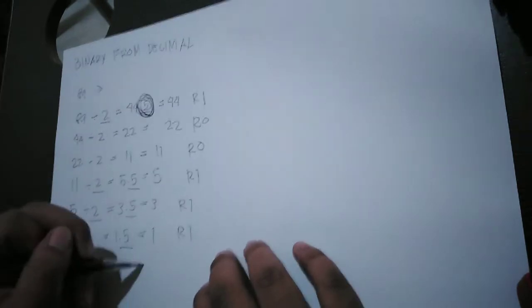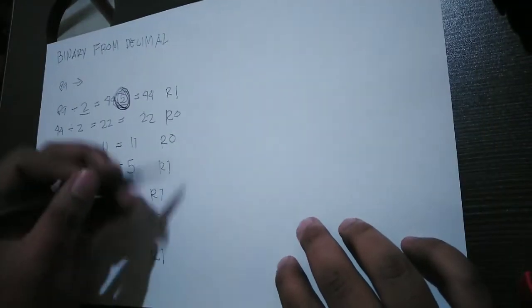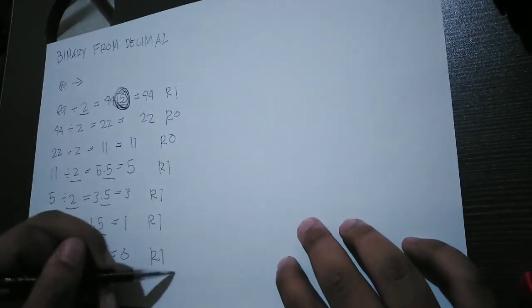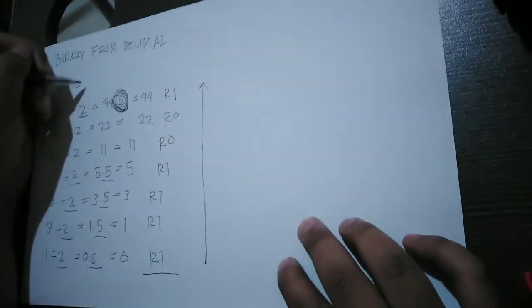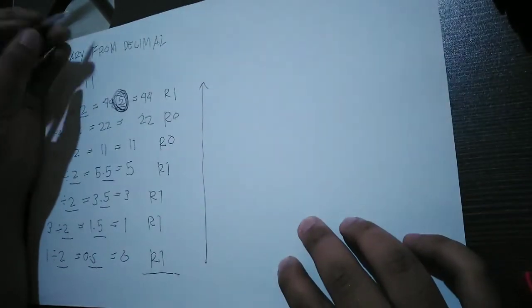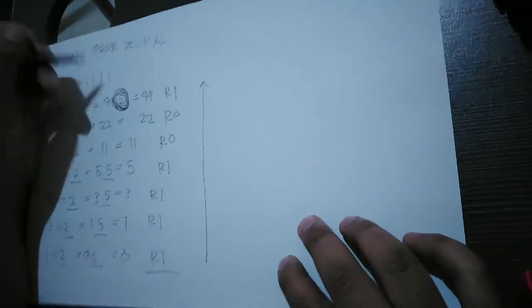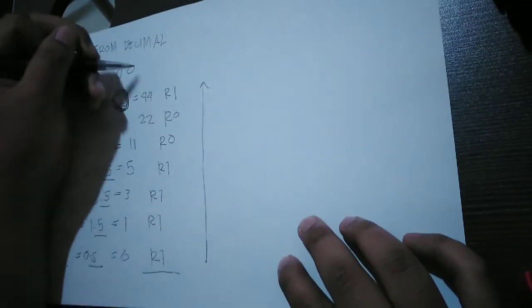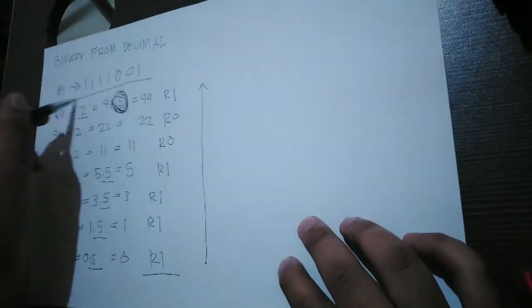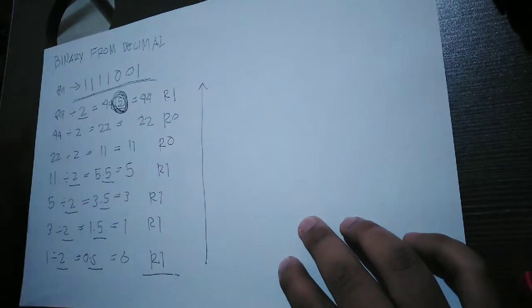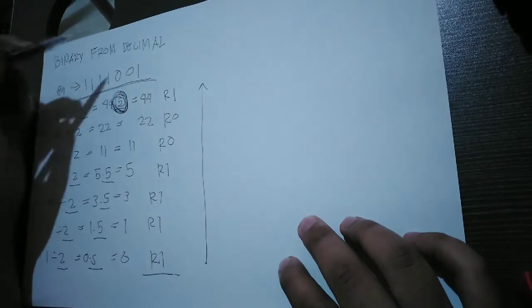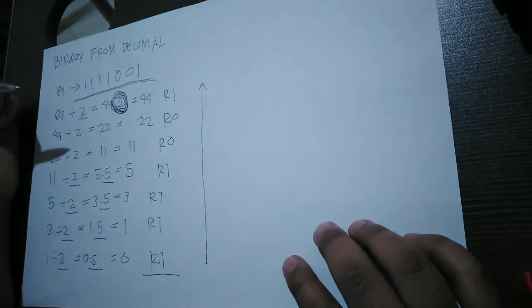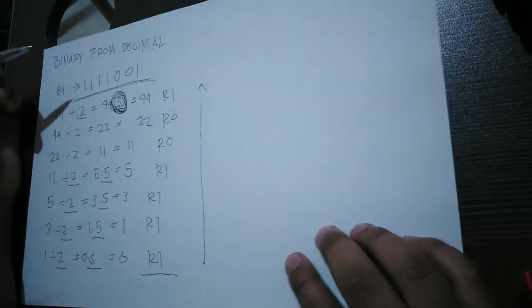Multiply 0.5 by 2, and from here we will read from down to up, so we get 1 0 1 1 0 0 1. So the binary number of decimal 89 is 1011001, and that's how you can convert a decimal to a binary number.